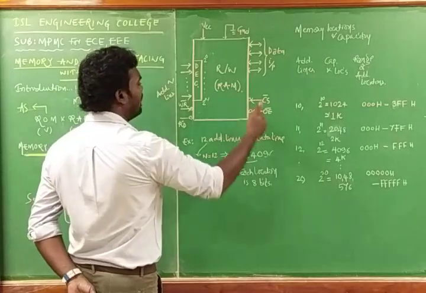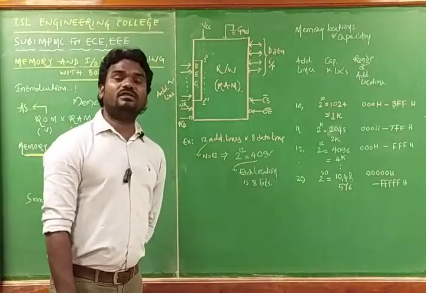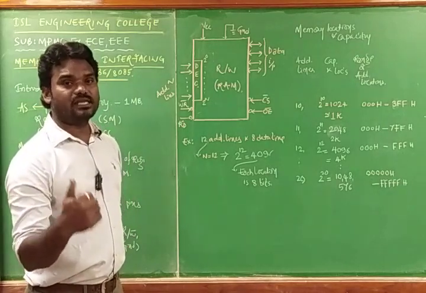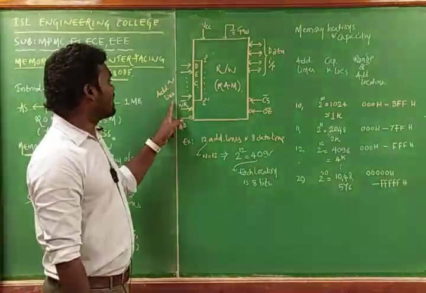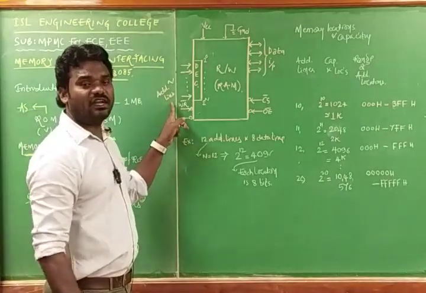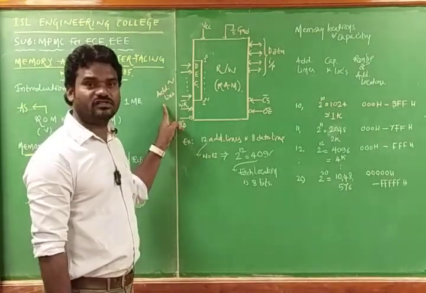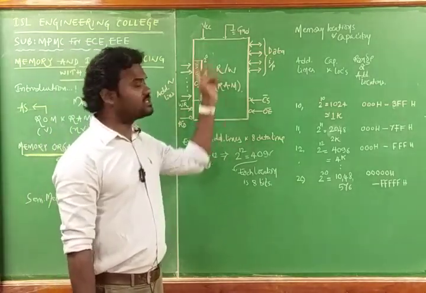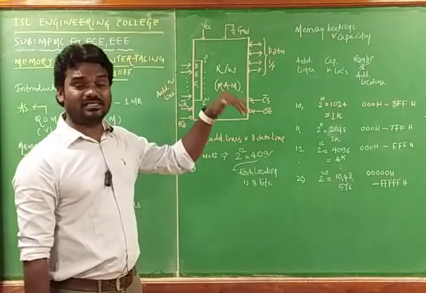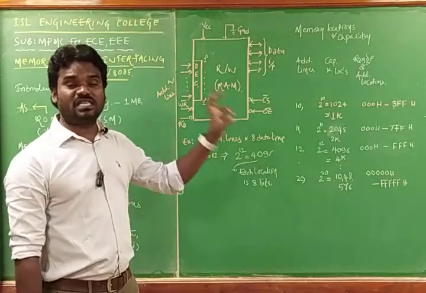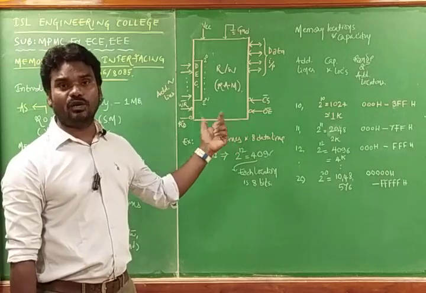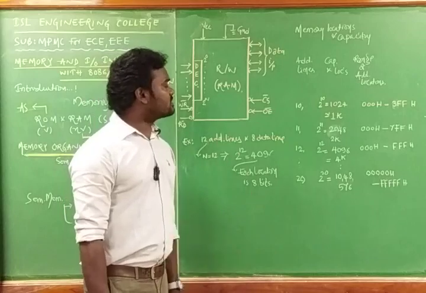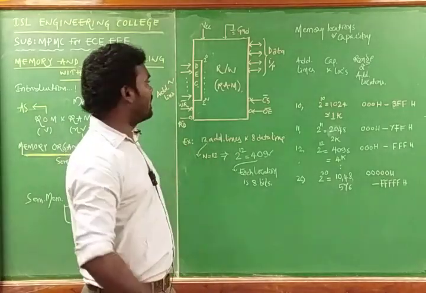Likewise, each memory location is assigned a specific address. The number of address lines defines two things. First, the number of memory locations in the memory, and it assigns the specific address for each memory location. This is a random access memory. It can read the data and it can write the data.